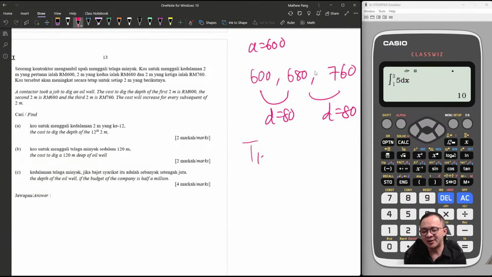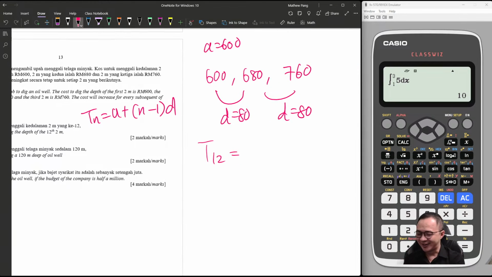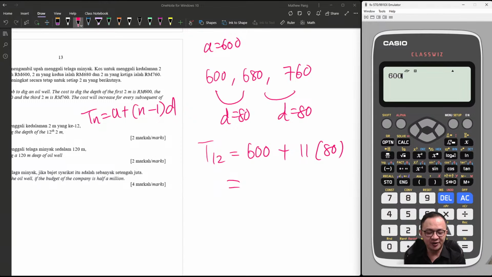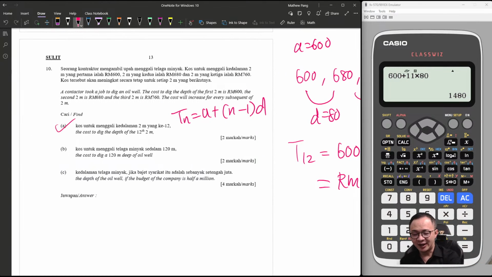So T12, basically. Okay, just in case students do not know the Tn formula, please memorize this simple formula. Until today, if you still haven't memorized, it's hard for you to go SPM. N minus 1 is 11, D is 80. So 600 plus 11 times 80. Okay, this is the money they need to pay for this specific 2 meter only. This is not the total. This one is only at the 12th 2 meter. Okay, something like that. Done.